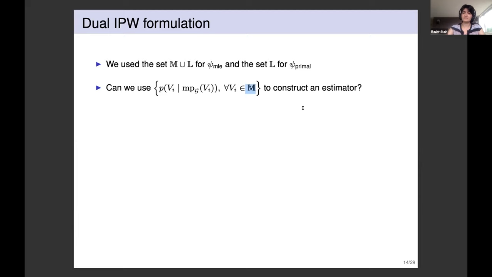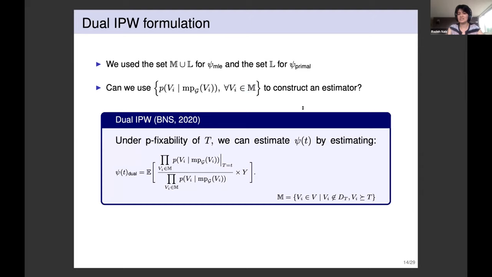We showed that under primal fixability, we can estimate this counterfactual mean by estimating this functional that we call the dual representation or the dual formulation, which again is a product over some ratios, where conditional densities of each variable given its Markov pillow, for variables in the set M, are involved. The numerator and the denominator are almost the same, except that in the numerator, we are evaluating everything at t equals little t.